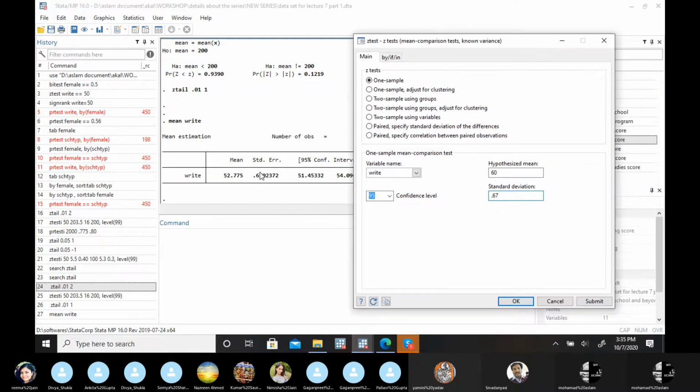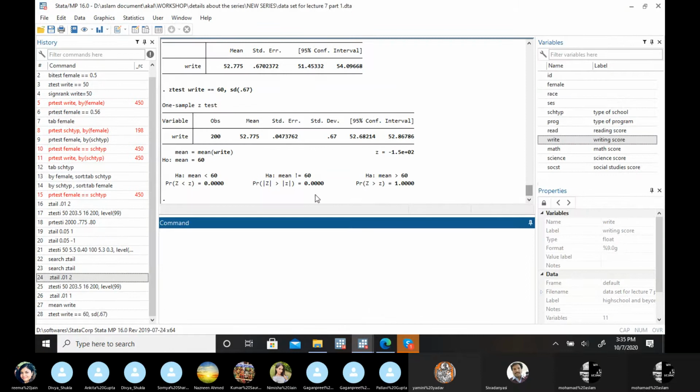Right now I'm using the sample standard deviation as a representative of the population standard deviation, because I'm assuming that if the sample size is large, the standard deviation is going to be the same. So if I press enter, my null is that the mean is equal to 60, and the z value is 1.5 something, which is too high. In this case, with the p-value approach, our p-value is less than the level of significance, so our null is rejected and the alternate is accepted.